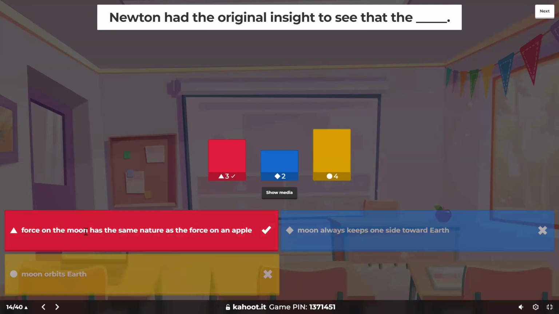The moon orbiting the Earth and an apple in free fall falling from a tree, it's the same phenomenon. There's some kind of gravitational attraction that's driving that motion. The moon always keeps one side to Earth. Now that's a true statement, but people have known that since the beginning of history. The moon orbits the Earth, people have also known that since forever. But Newton was the first guy to make that connection.